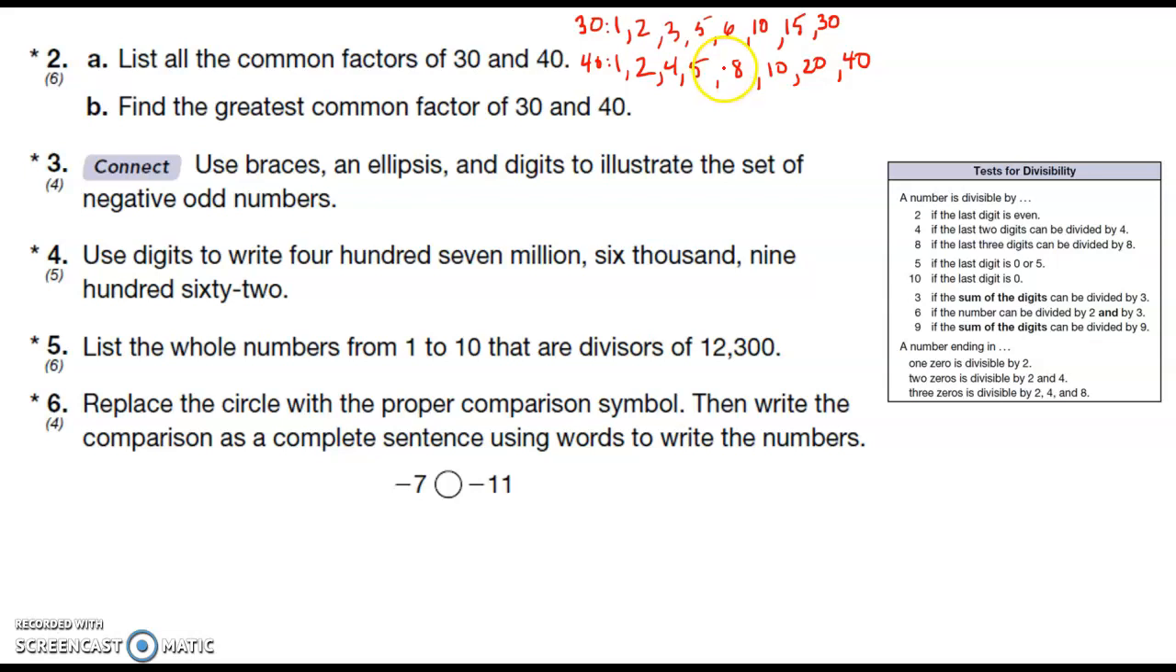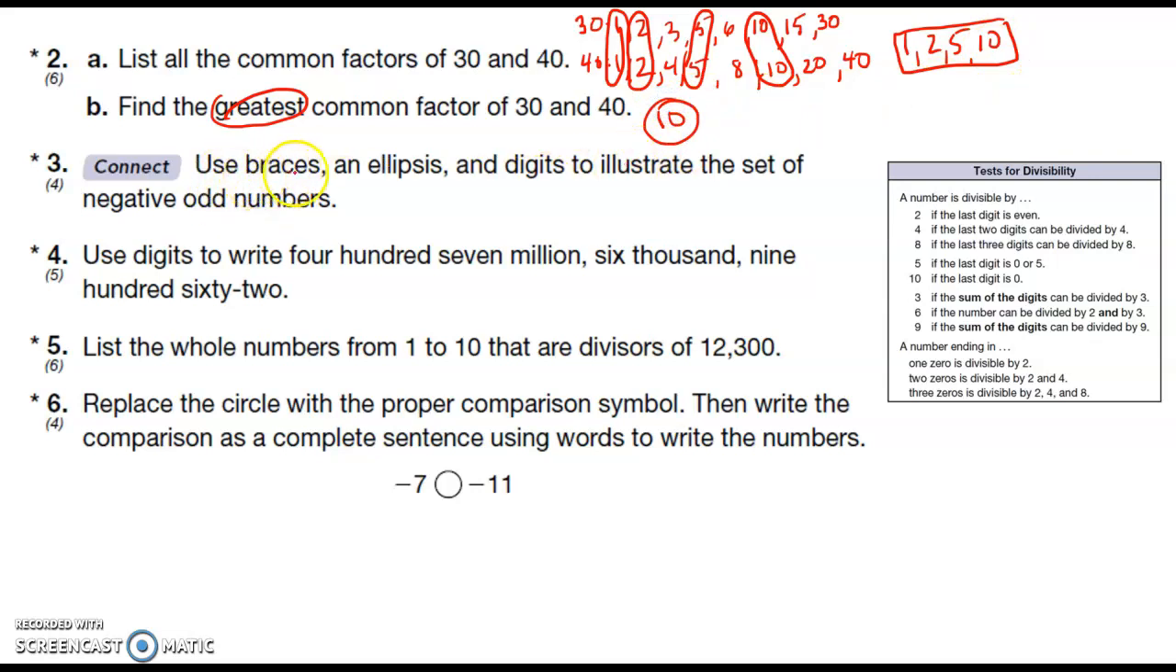We need to figure out what they have in common. So let's see, they have 1 and 2 and 5, 10. So we have 1, 2, 5, and 10 as common factors of 30 and 40. And B asks what the greatest common factor is. So that's the largest factor they have in common, which is 10.